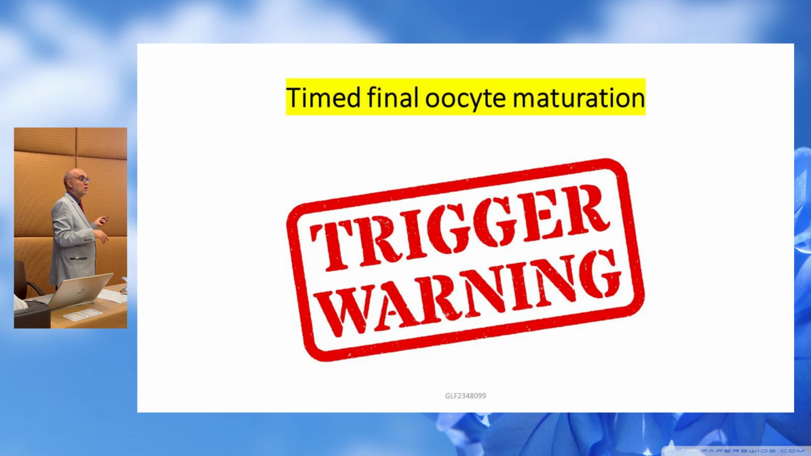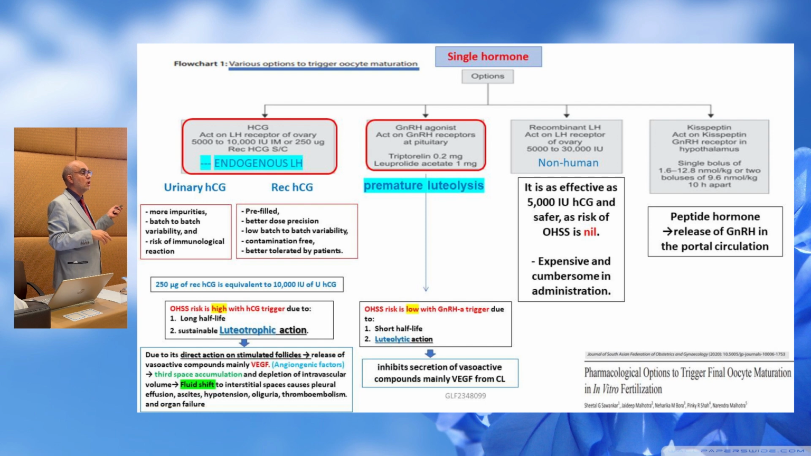We know that in IVF we give around 10,000 units of urinary HCG, or recombinant HCG, which is 0.25 milligram or 250 microgram. And this HCG is one of the causes of luteal phase defect. When you give your patient an HCG injection for triggering ovulation, you are inducing luteal phase defect. You are causing luteal phase defect.